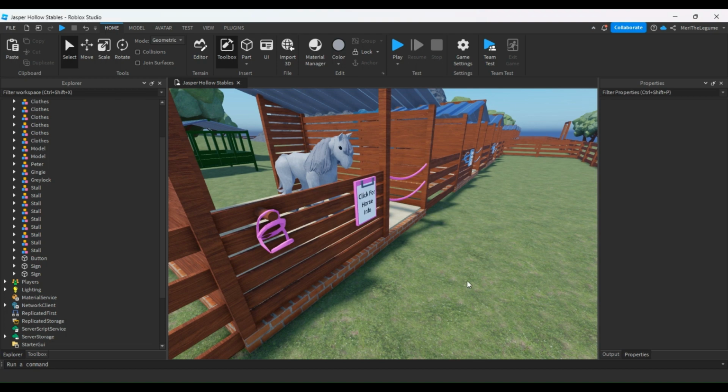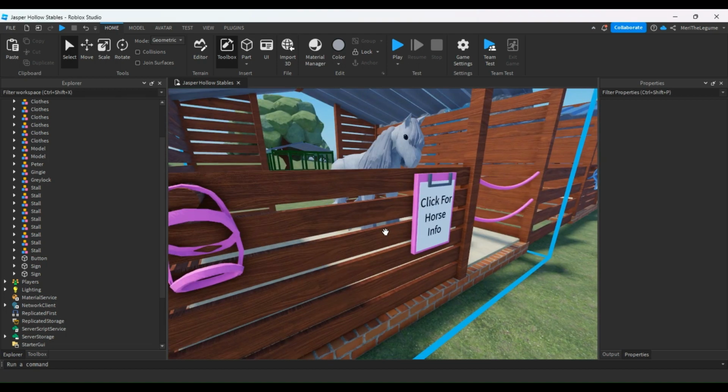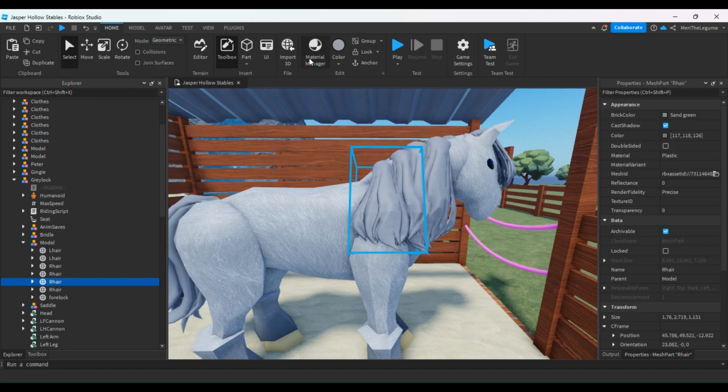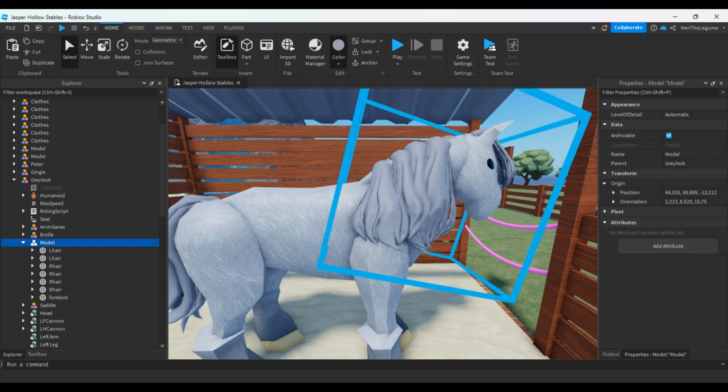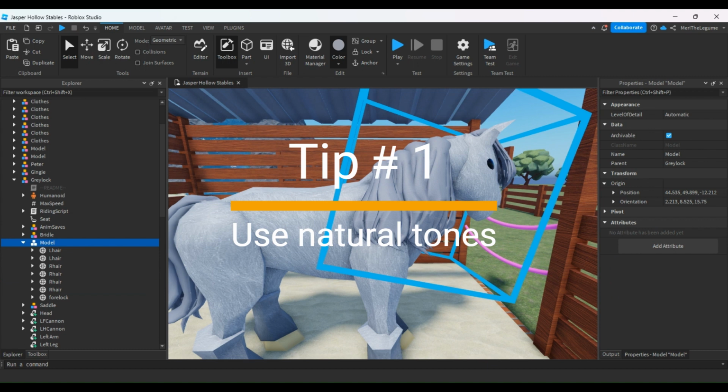Hey guys, today I'm going to be sharing with you some quick tips as to how I make more realistic looking horses. So let's just get right into it. The first tip I have is to use nature tones or add brown tints to your colors.